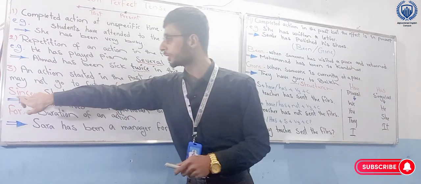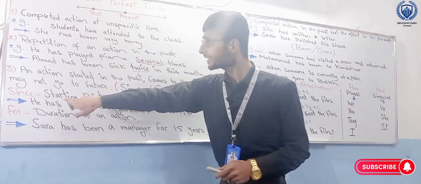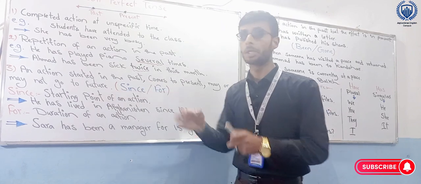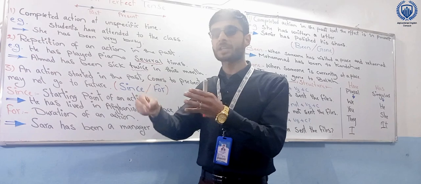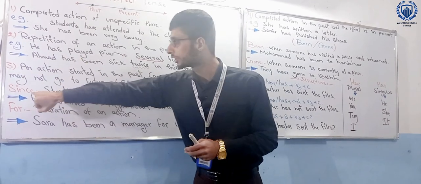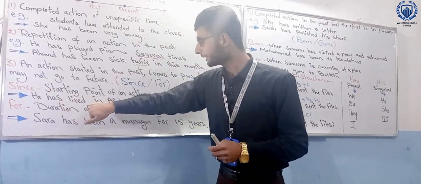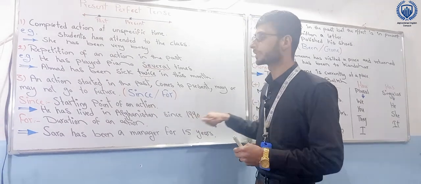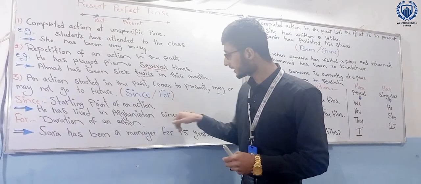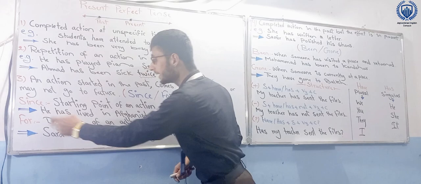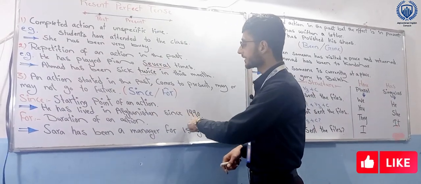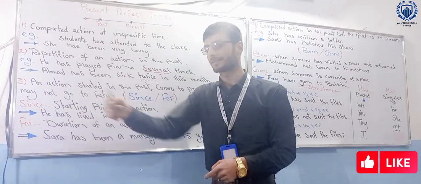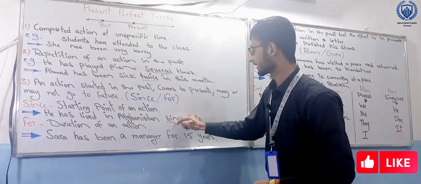The first use of since. Since is starting part of an action. It means when you want to talk about the time that an action started, here we should use since. He has lived in Afghanistan since 1990. It means in this sentence, he started living in 1990. It is the time that he started his action. Here we should use since.